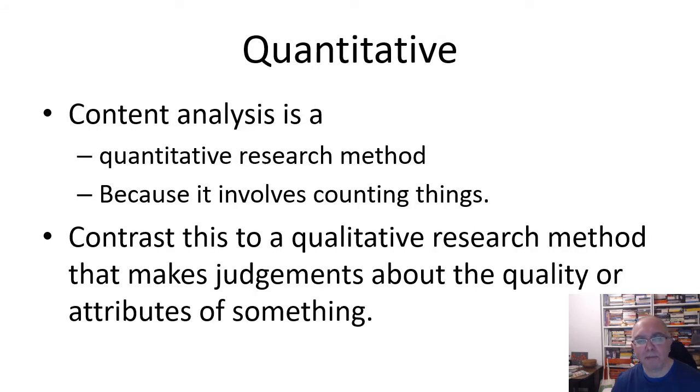Content analysis is a type of quantitative analysis. It's a quantitative research method, and it's called that because it involves counting things. Some research methods are quantitative, but others are qualitative. A qualitative research method would make judgments about the quality, the attributes of something. In other words, some aspect of saying how beautiful something is, how intuitive something is, how, let's say, how biased something is, for example.